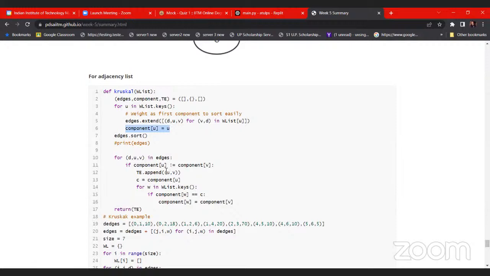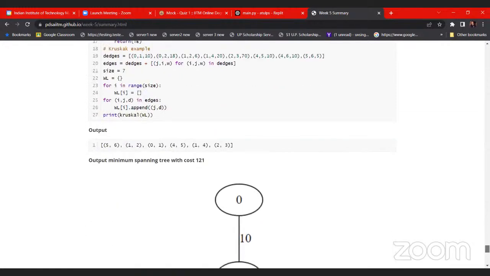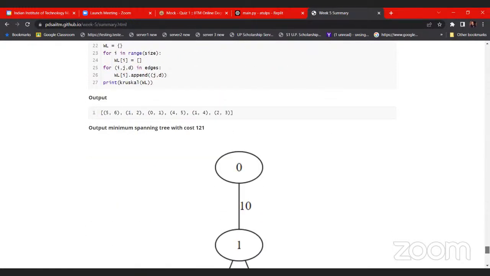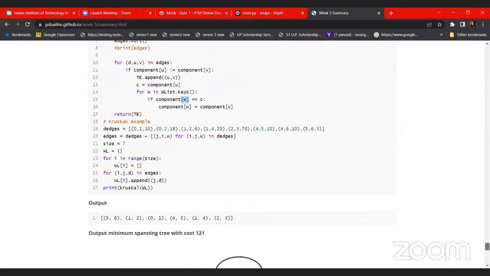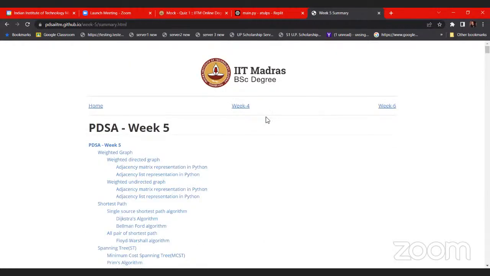If the components are different, we consider this edge in our spanning tree, and after considering it, we update the values of all the connected components. This process is used in the algorithm, and we get the minimum spanning tree information from it. So these are the topics we covered in peak 5.